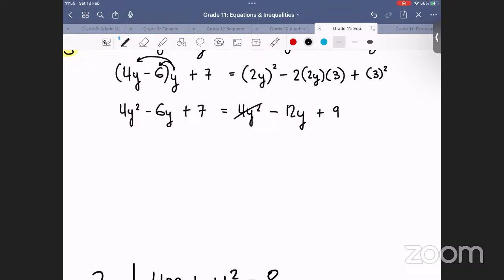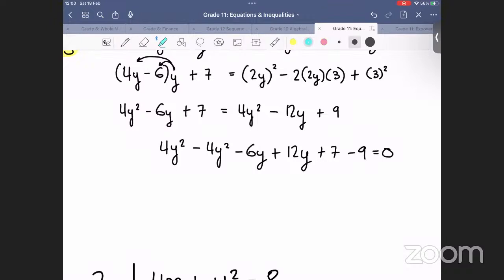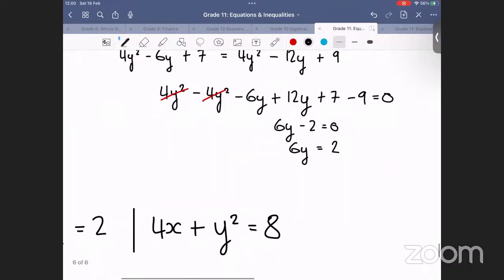So actually, the 4y is going to cancel, because let's take everything to the left-hand side. It becomes minus 4y squared minus 6y plus y plus 7 minus 9 is equal to 0. These two cancel because it's like 4 minus 4. Then 6y plus 12y changes to 6y, and 7 minus 9 is minus 2, equal to 0. I leave the variable alone, take that over, becomes positive 2. I divide both sides by 6. Y is equal to 1 over 3.